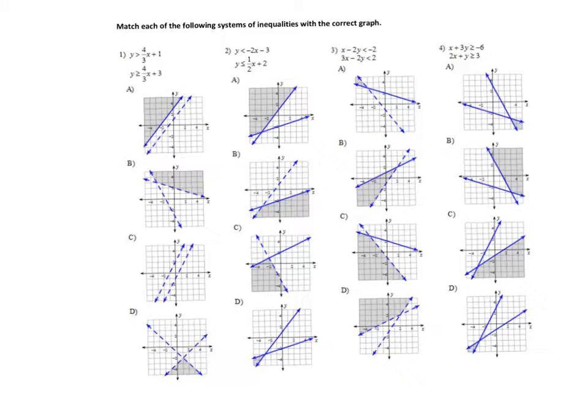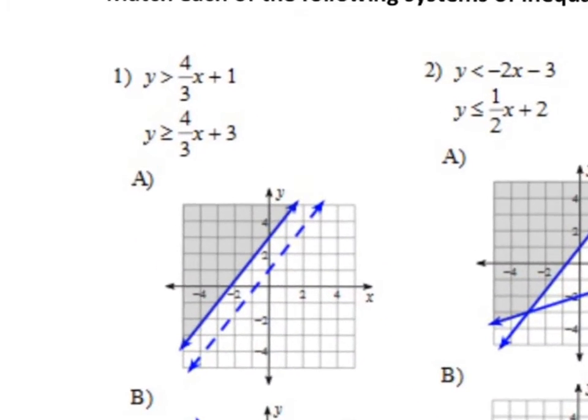This video is going to go over questions 1 through 4 on the Unit 7 review for Algebra Geometry B. So let's take a closer look at question 1 here. Just take a look at these inequalities that we're going to be matching to the graph. Notice that the slope on both of these is 4/3, meaning that these lines have the same slope and are parallel. So that's my first indicator when I'm looking at this.